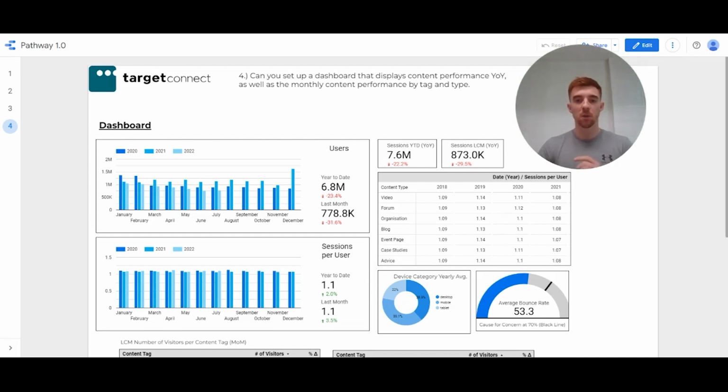Giving as much information as possible in a visually appealing manner is really important because not everyone wants to have or has the time to drill through the data. I've included more tables down here of the sessions per user split out by date per year, so we can see how that's changed over the years as well. This is similar to one of the other tasks, which I've just modified because I thought it'd be better visualized like this. And then below that, I've got device category yearly average just as a percentage, and then the average bounce rate. Using a different array of visualizations is really great because it not only keeps the person reading it looking at them, it's a much nicer way of telling the story of what the data has to offer.